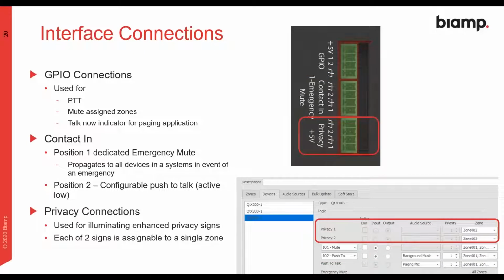And then we have our privacy connections. We can do 2 signs assigned to a single zone. So that's showing where we would do that in our software.